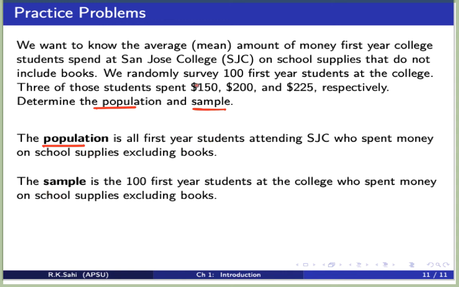Then what would be the sample? The sample is the randomly surveyed 100 first-year students. So we can say the sample is the first-year students at San Jose College who have spent money on school supplies, excluding books. Thank you.